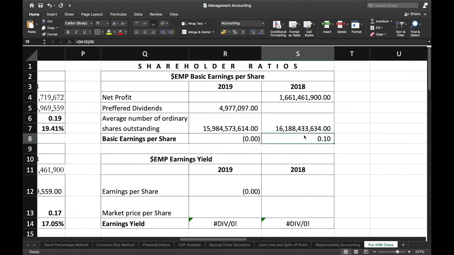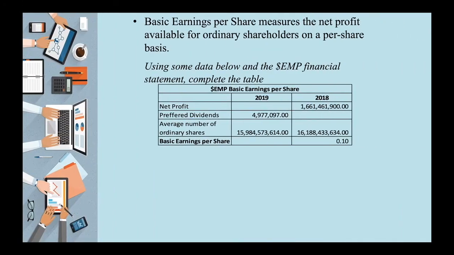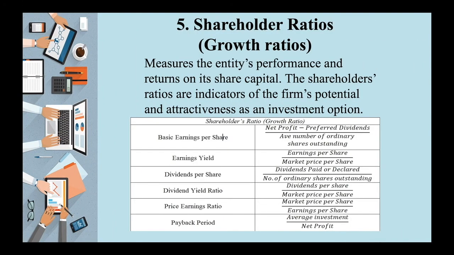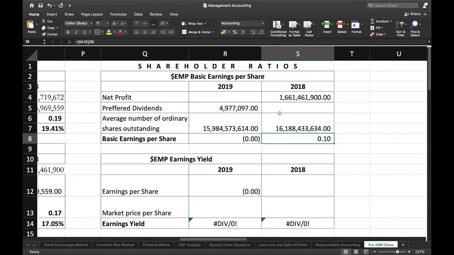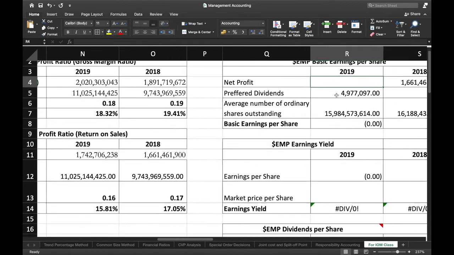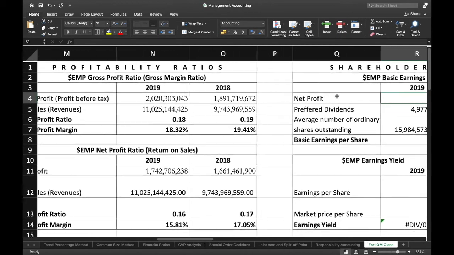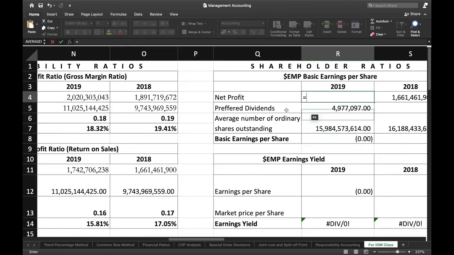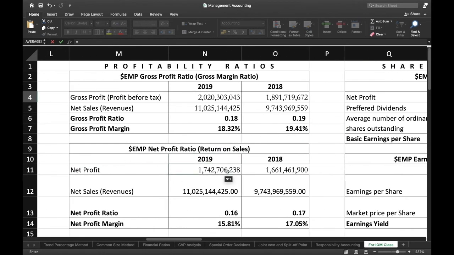Okay. Now, let's complete this based on the formula ng basic earnings per share. Balikan natin. Basic earnings per share daw is net profit minus preferred dividends. Meron pa tayong net profit. Wala, pero may preferred dividends. Ang net profit ng 2019, we can get it dito sa mga nauna nating data. So, ito, equals lang. Tapos ito, net profit, ito yan ang 2019.